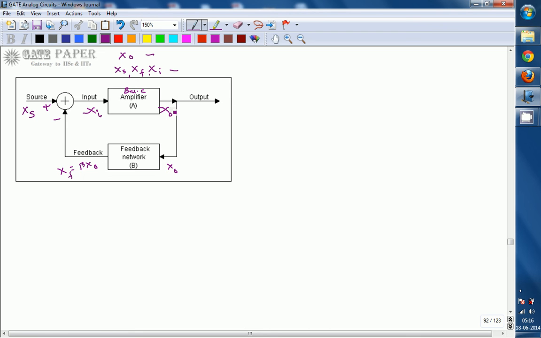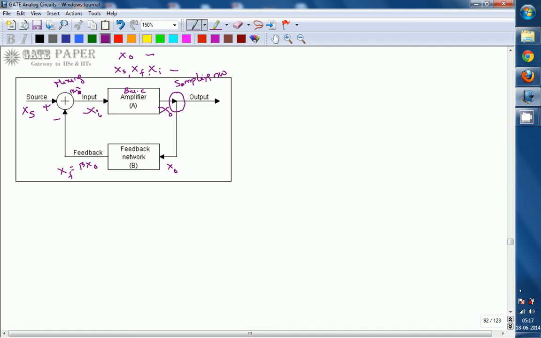Here you take a sample of the output using a network called the sampling network. This sampling network chooses a part of the output so that it can be connected to the input side, where the feedback signal is mixed with the source signal such that the effective input signal Xi is modified. This is the mixing network. The sampling and mixing networks depend on the signal types.